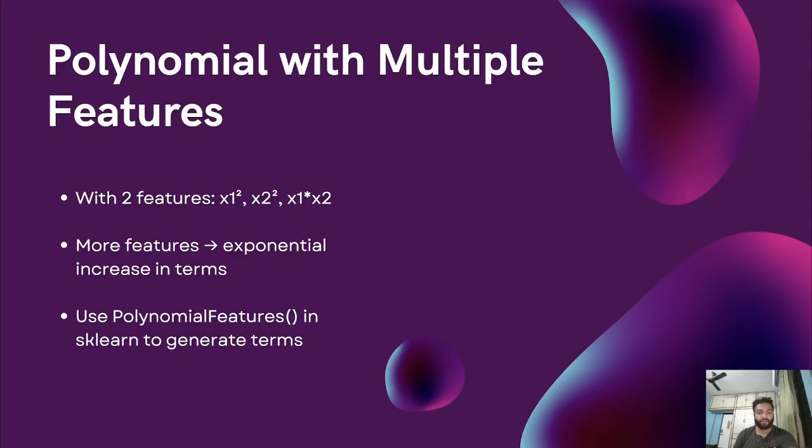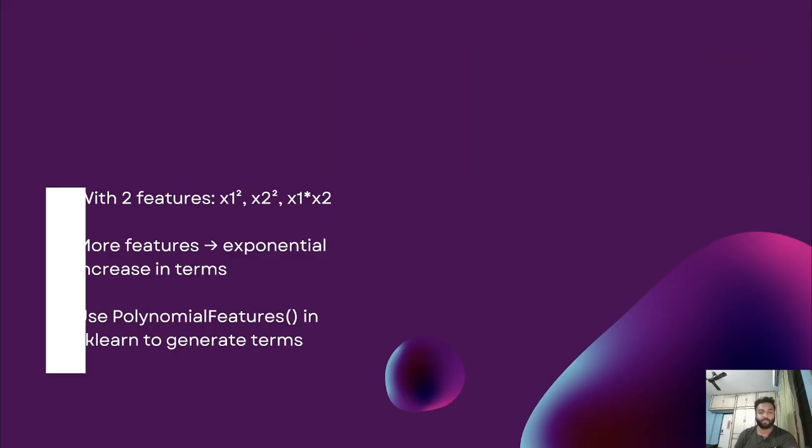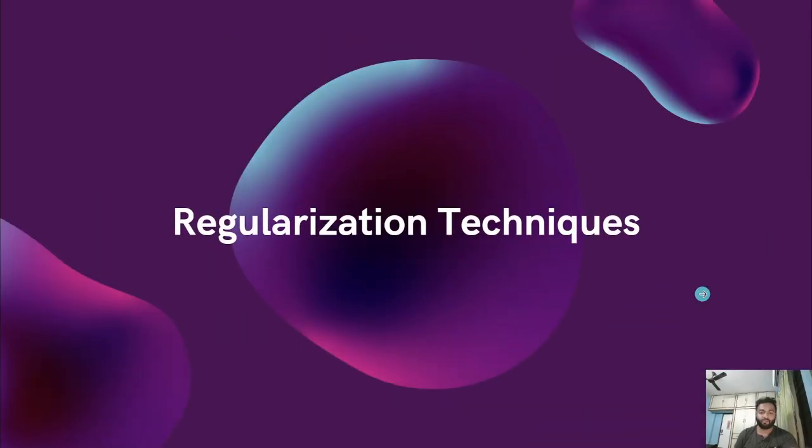Polynomial with multiple features. Now, a key point: if you have two independent features, say x1 and x2, and you use a degree of 2, the model will learn terms like x1 squared, x2 squared, and also the interaction between x1 and x2. When you go beyond two features, the number of polynomial terms increases rapidly. This is powerful, but it also makes the model more complex. So regularization becomes important, and that brings us to our next topic: regularization techniques.